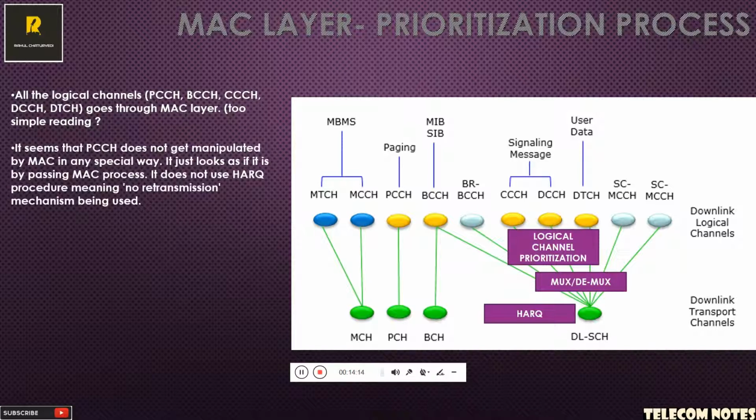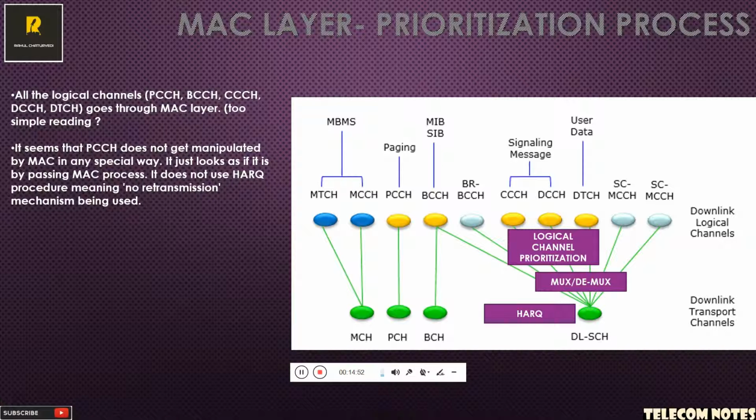As in the image you can have a look, it has logical channel prioritization for CCCH, DCCH and DTCH. After that it puts multiplexing and demultiplexing, and at the DL-SCH you will have a look at the HARQ functionality. It seems that PCCH does not get manipulated by MAC in any special way. It just looks as if it bypasses the MAC process.